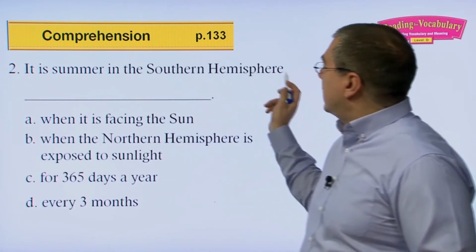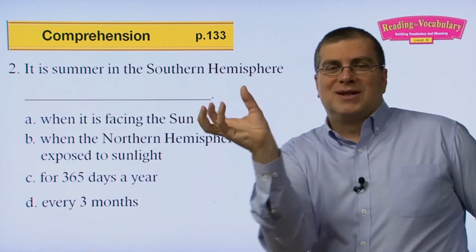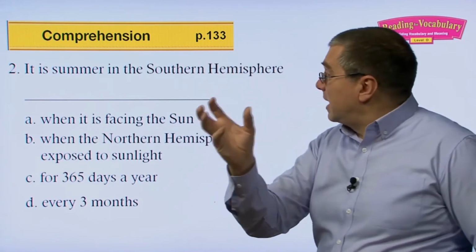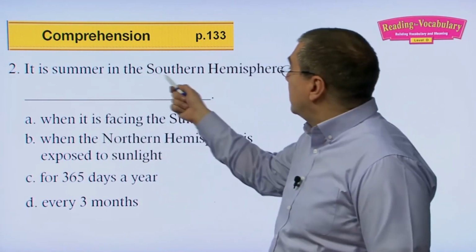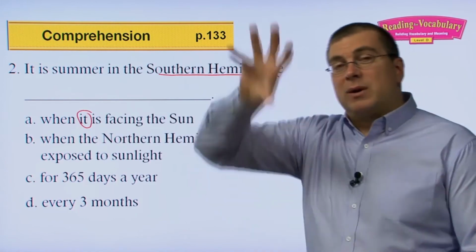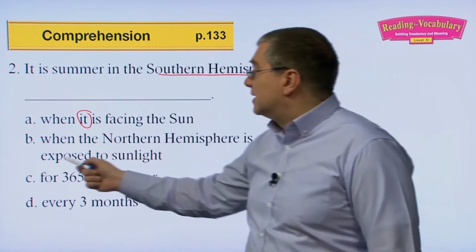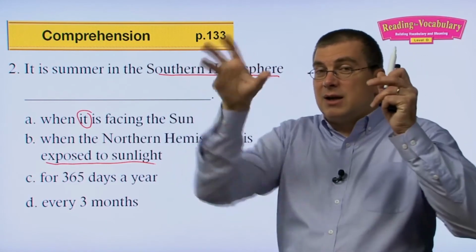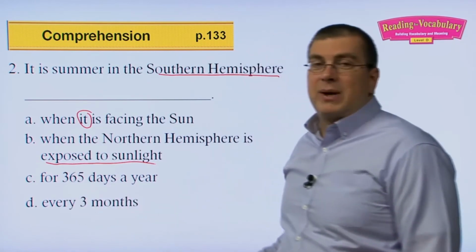It is summer in the southern hemisphere. So we talked about that, I tried to show you with my hand, the Earth tilting or moving this way. Now think about it. When is it summer in the southern hemisphere? A, when the southern hemisphere is facing the sun. B, when the northern hemisphere is exposed to sunlight. So the northern hemisphere would be turned like this, and the sun is here. C, for 365 days a year, or D, every 3 months.